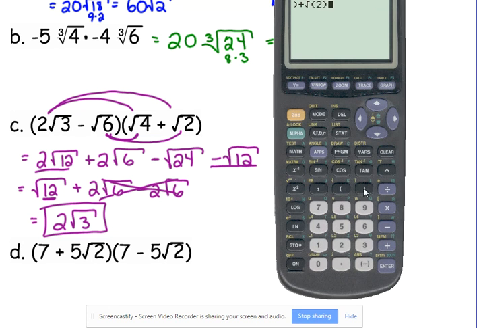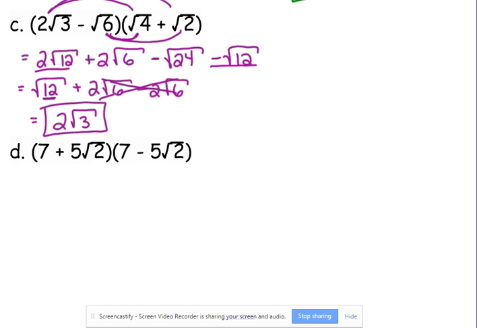Now, how could I have saved myself just a little bit of work in this problem? Is there any simplifying I could have done at the very, very beginning? How about the square root of 4 is 2? I mean, it worked out, but I'm just saying, if you see a perfect square in there, go ahead and simplify it. All right, let's look at D.